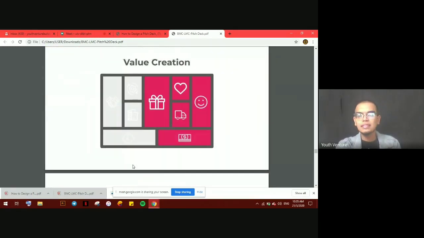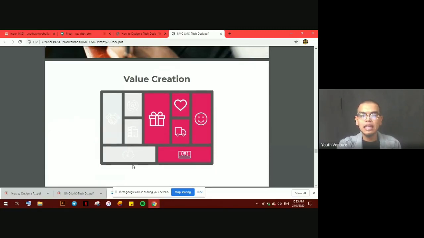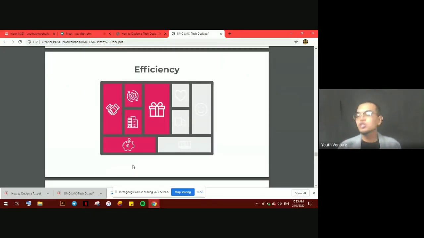So there are 9 parts of BMC, and BMC is divided into two categories. Number one is the customer segment, channel, customer relationship, revenue, and value proposition. This is the value creation part. The next one is the value proposition, also the key partners, key resources, key activities, and costs. This is the efficiency part of your business.